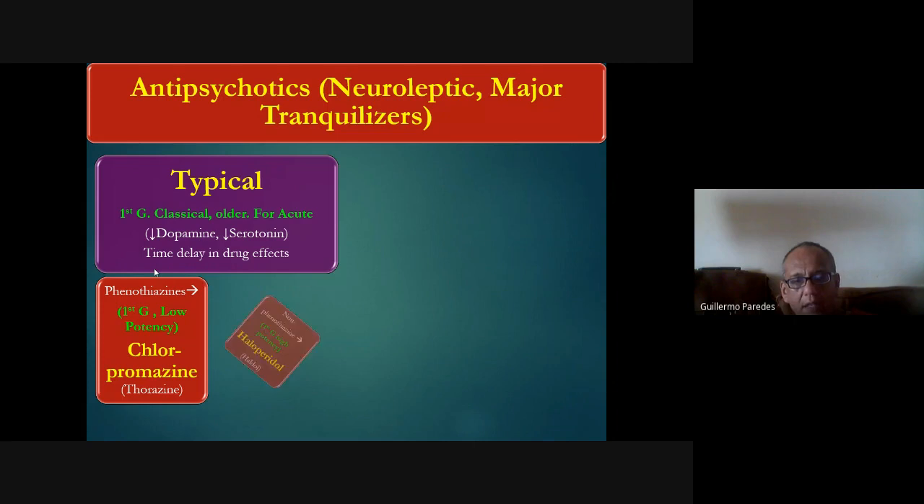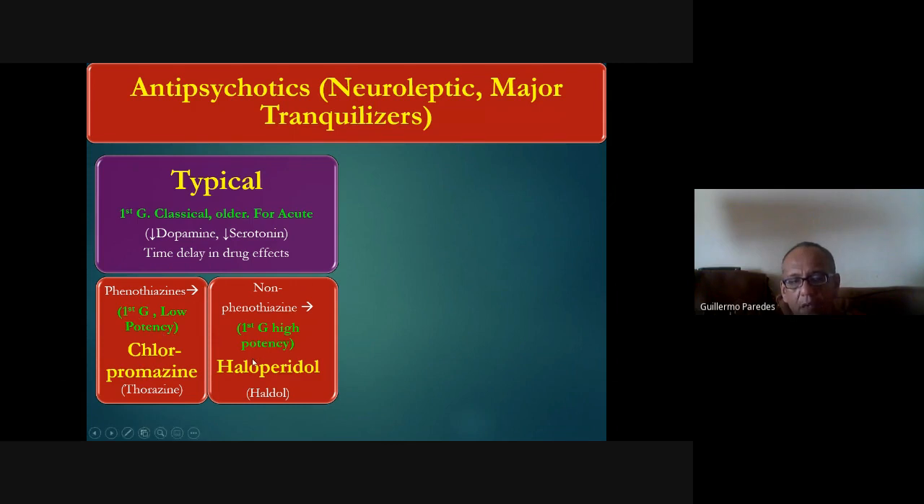Okay, so for the typical antipsychotics, we have haloperidol, which is very potent. It's called Haldol. They're not going to ask you exactly the mechanism of action, but just to let you know, we have decreased dopamine, decreased serotonin. Why? Because they're too high in psychosis, so this drug is going to decrease these neurotransmitters. The haloperidol, most commonly called Haldol, is mostly used, please pay attention to that, put 10 stars here, for acute episodes.